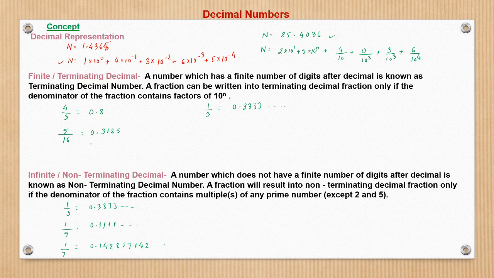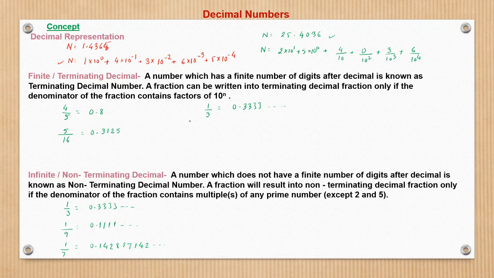Now we'll come back to this finite one. What are the cases, or what are the denominators? Here we divided by 5, so we got a terminating decimal. Here we divided by 16, we got a terminating decimal. So basically, since we are working in base 10, as long as the denominator contains only the factors of 10 raised to power n, then only it will be terminating.